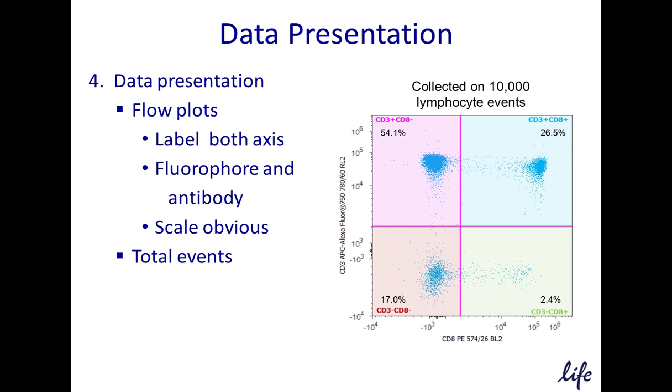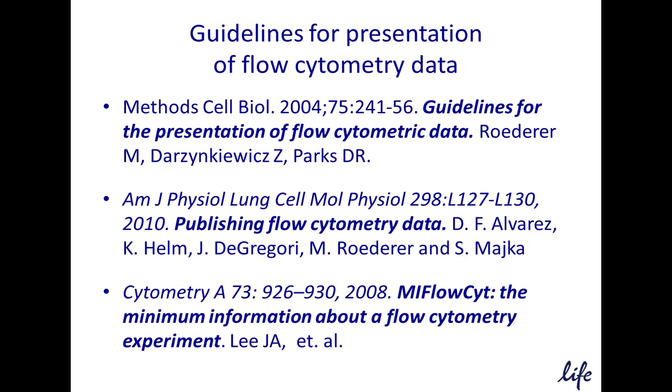Now, plots should avoid piling up of events on the axis or any sort of hidden values. You can adjust the scale if necessary to provide a different scale if appropriate, for example, changing from logarithmic to biexponential. The number of total events in a plot should be displayed or listed in the figure legend. So here I've listed three very good references for the guidelines on the presentation of flow data.